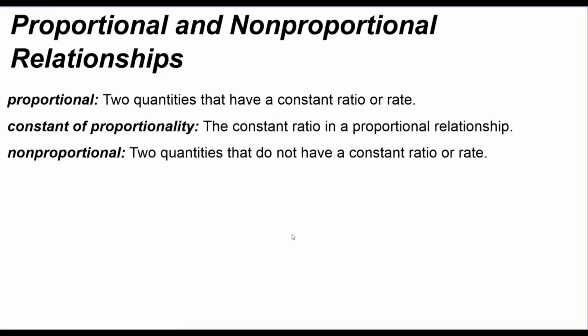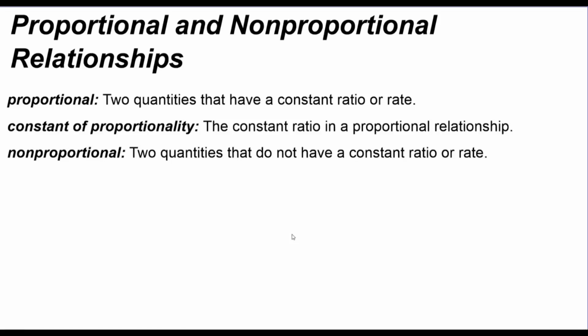All right, now that we've talked about rates and unit rates, we're going to start talking about something called a proportional relationship. So this video is about proportional and non-proportional relationships. So first of all, what does it mean for two things to be proportional? That's when two quantities have a constant ratio or a constant rate, meaning an unchanging ratio or an unchanging rate. And that constant of proportionality is the constant ratio in a proportional relationship. And if two quantities do not have a constant ratio or rate, we call those non-proportional.